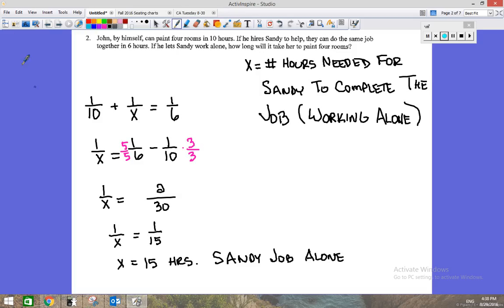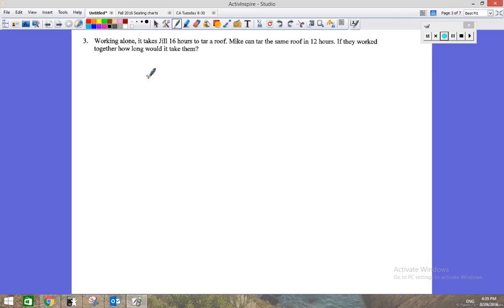All right. Working alone, it takes Jill 16 hours to tar a roof. Mike can tar the same roof in 12 hours. If they work together, how long would it take them? So let x be, this time we're again working in hours, the number of hours needed to complete the job.